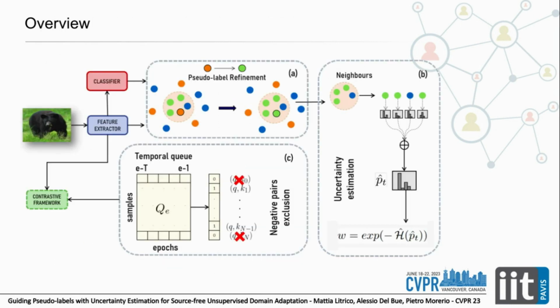Our method aggregates the knowledge from neighbor samples to refine the pseudo-labels and estimate their reliability to guide the model with more accurate pseudo-labels. To improve the refining process, we propose a novel negative pair exclusion strategy that adapts standard contrastive learning approaches to work with noisy pseudo-labels.